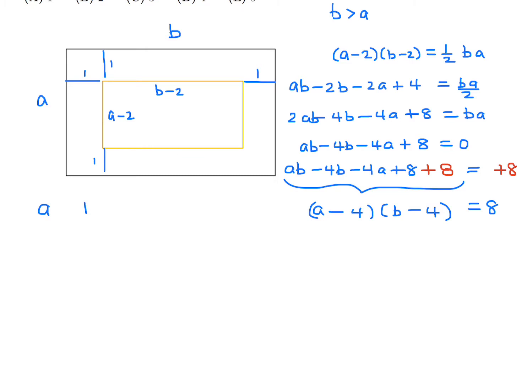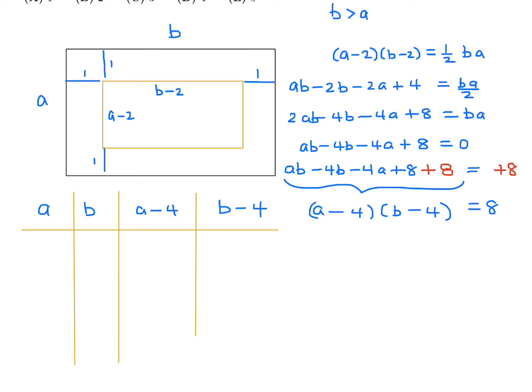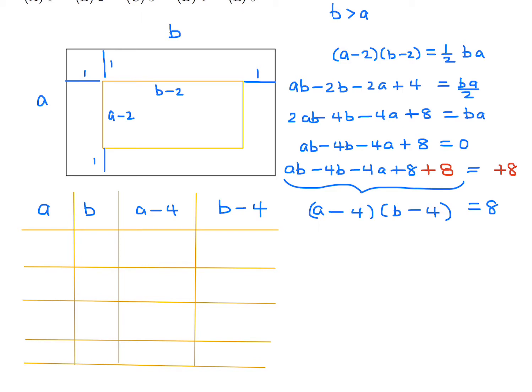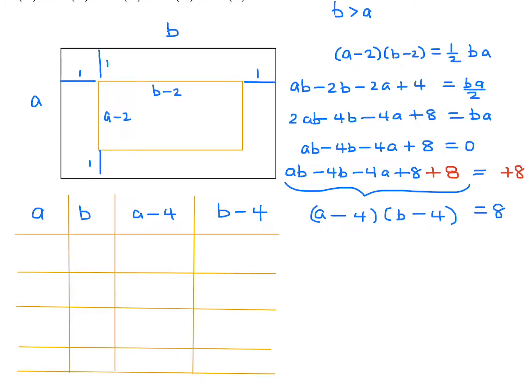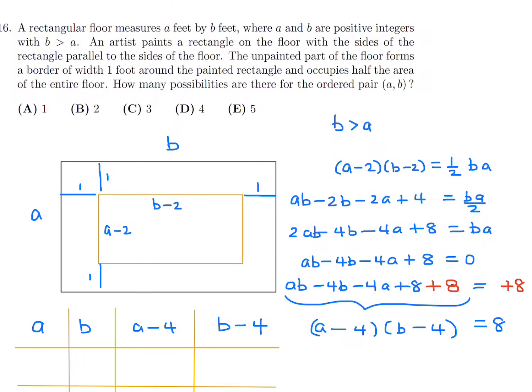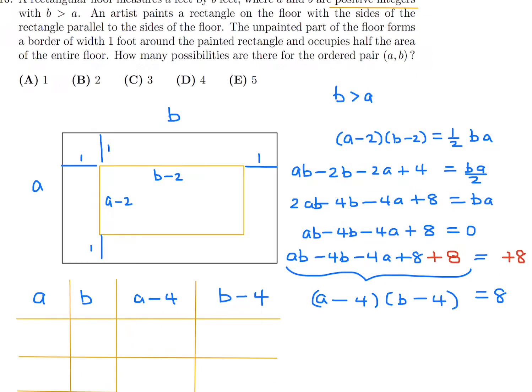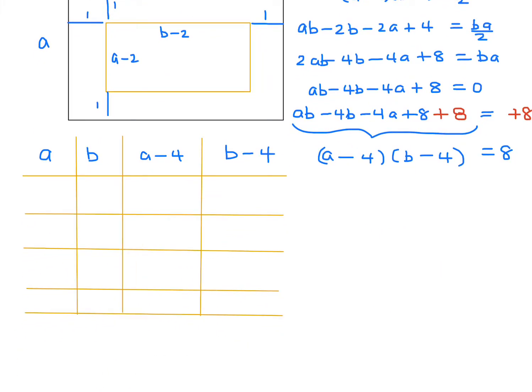So we make a table. We've got A, we've got B, A minus 4, and B minus 4, like that. And you have to understand that if you multiply A minus 4 and B minus 4, they have to equal 8. So there isn't much in terms of possibilities of doing that, and they also tell you that those are integers, correct? They tell you that they're integers up there, positive integers. There we go.